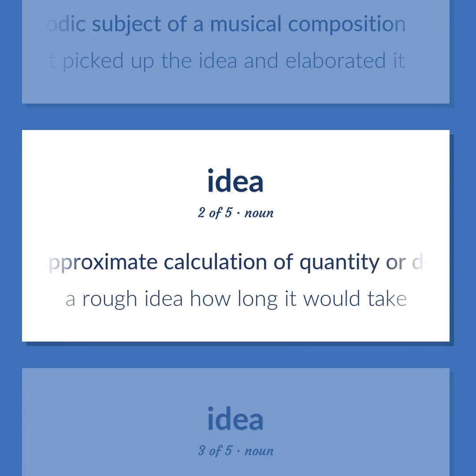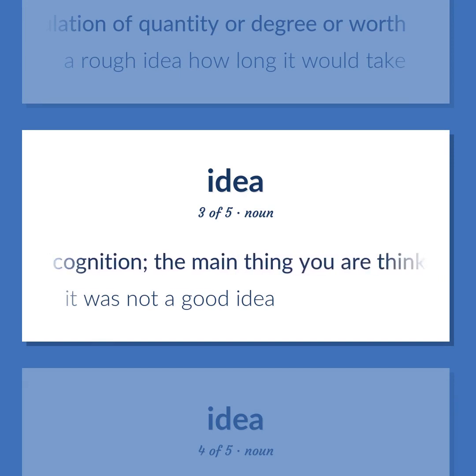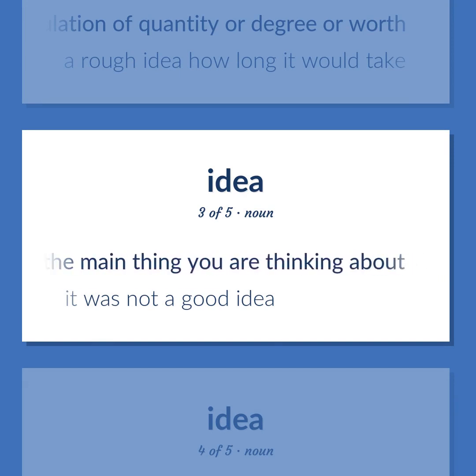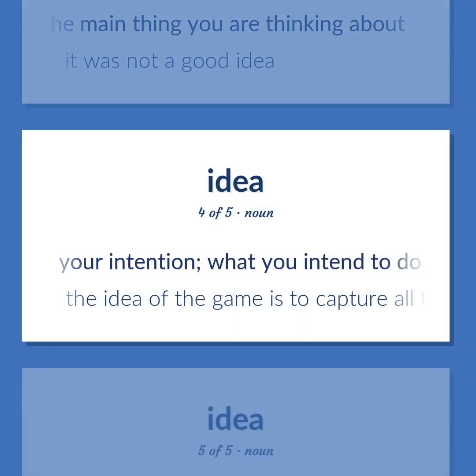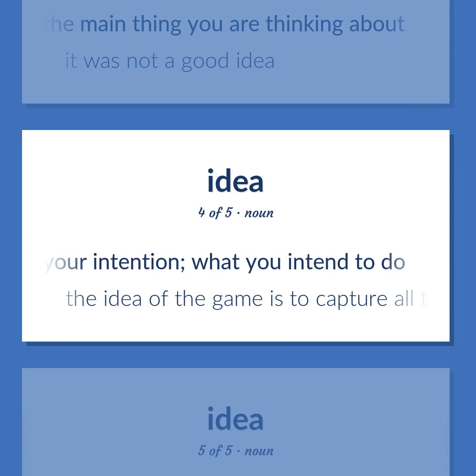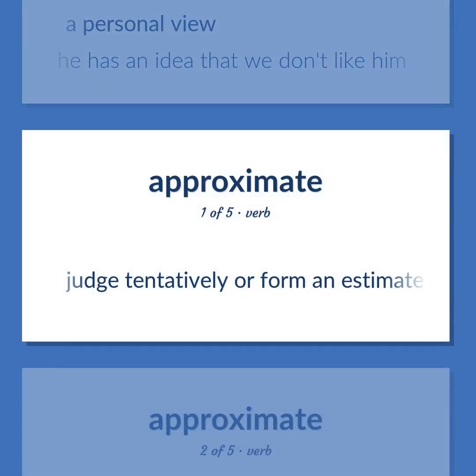An approximate calculation of quantity or degree or worth. A rough idea how long it would take. The content of cognition, the main thing you are thinking about. It was not a good idea. Your intention, what you intend to do. The idea of the game is to capture all the pieces. A personal view. He has an idea that we don't like him. Judge tentatively or form an estimate of quantities or time.